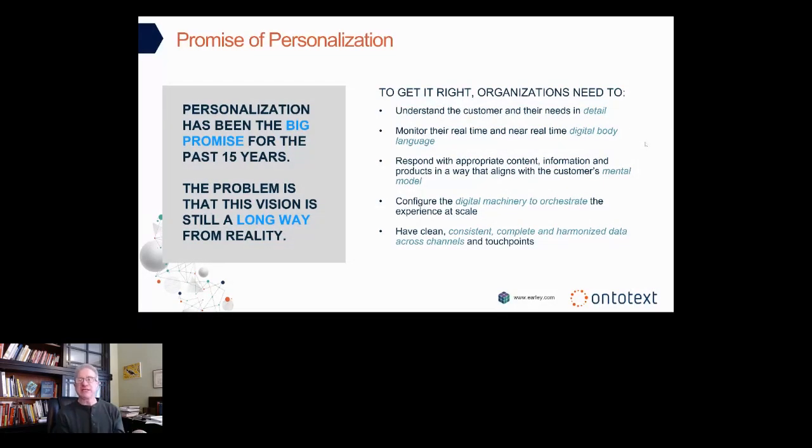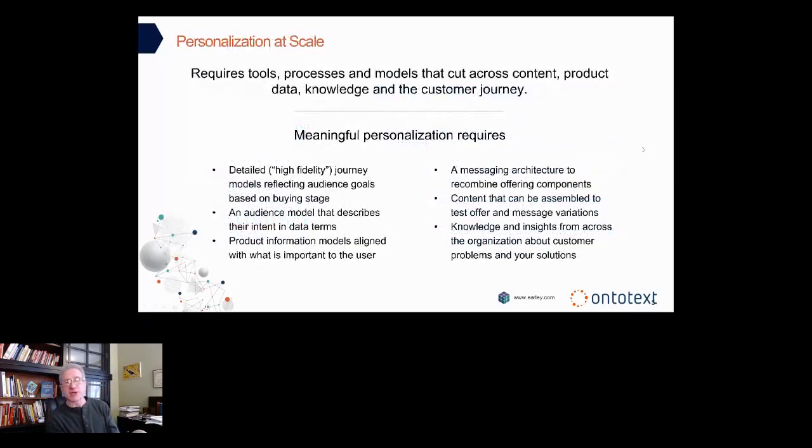And of course, having clean, consistent, harmonized, complete data is really important across those channels and across those touch points. That's a big area where our knowledge graphs can help us. So when we want to do this, I mentioned detailed, high fidelity journey models that describe the audience goals based on their buying stage. And we can look at, are they looking at middle of the funnel, top of the funnel, or bottom of the funnel content? That's coming from human judgment and product managers and so on.